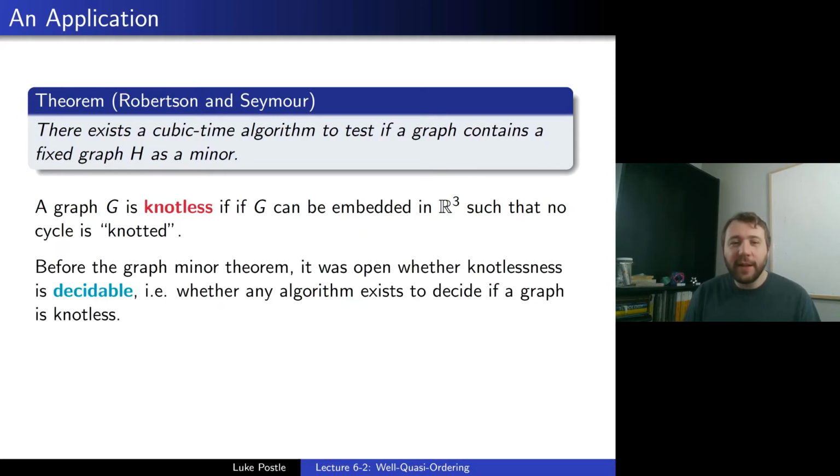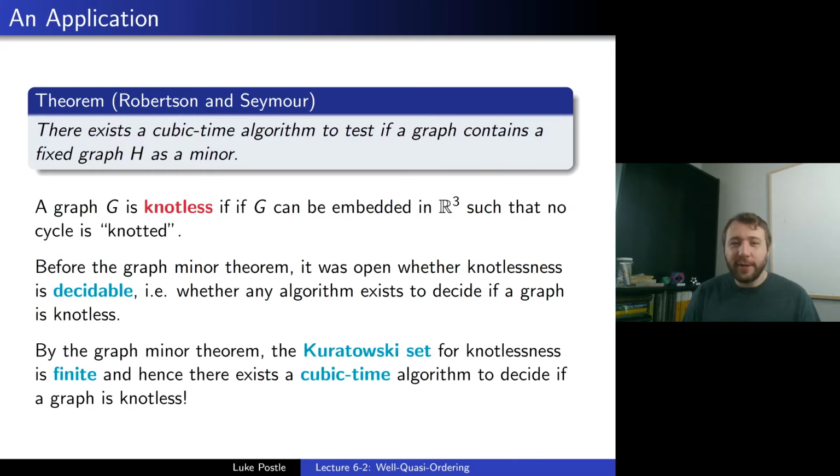What do I mean? Well, here's a startling fact. Before the graph minor theorem, it was open whether knotlessness, so deciding whether a generally given graph G is knotless, if that question is even decidable. What do I mean by decidable? Whether any algorithm exists to decide if a graph is knotless. Is there any algorithm you can give me, I don't care about polytime, exponential, anything, to decide knotlessness? Is there any way to look at a graph and tell that it's knotless? And so this was open.